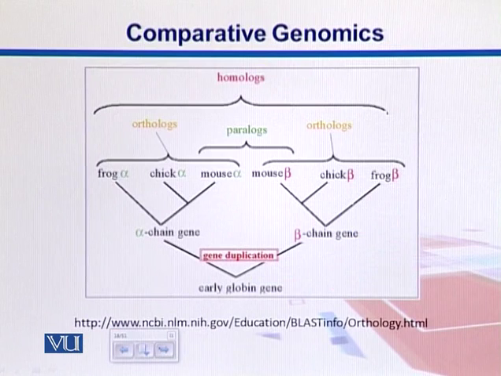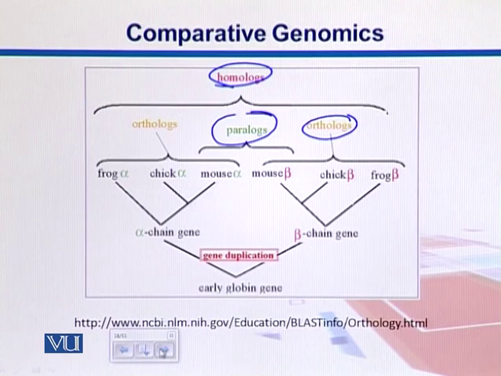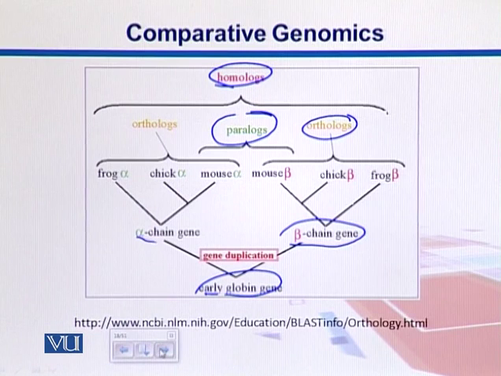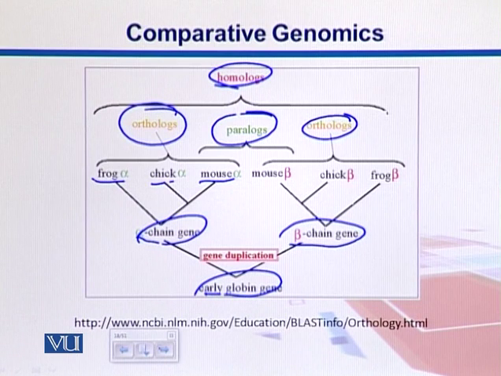In this diagram we see that the similar genes are called homologs, and within the homologs we can have groups like orthologs and paralogs. So orthologs, for example, if we start from the bottom, we start with some globin gene, and then there is a gene duplication. We have seen that earlier. So it has become a beta chain gene and an alpha chain gene, and those alphas are here in these three different organisms, and they are similar, so that's why they are called orthologs.